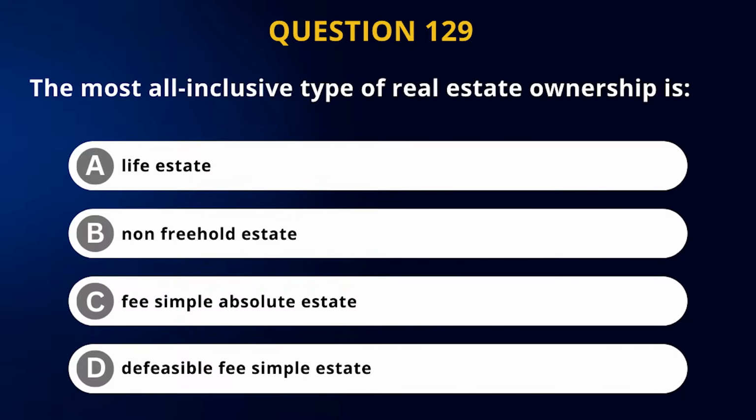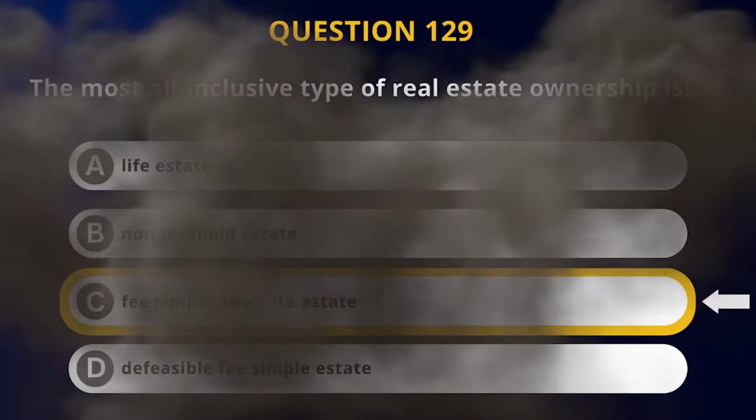Question 129. The most all-inclusive type of real estate ownership is: letter A, life estate; letter B, non-freehold estate; letter C, fee simple absolute estate; letter D, defeasible fee simple estate? And the answer? Letter C, fee simple absolute.